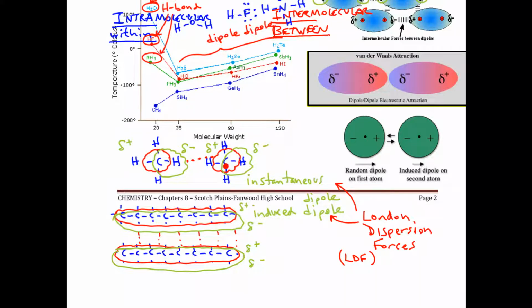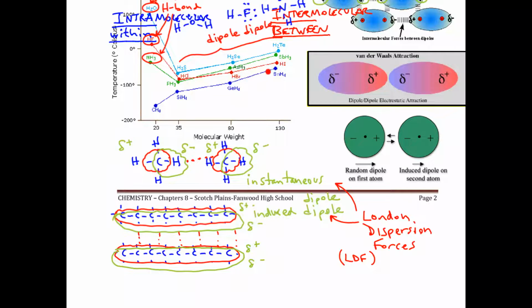If you're a small cloud, you have weaker London dispersion forces. If you're a big cloud, you have stronger London dispersion forces, which explains why methane is a gas with weak forces, doesn't stick together well, and octane, which is in gasoline, is a liquid, and it's strong because its cloud has stronger instantaneous dipoles. So now we're going to wrap it up with this last graph.